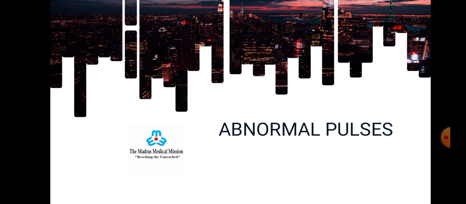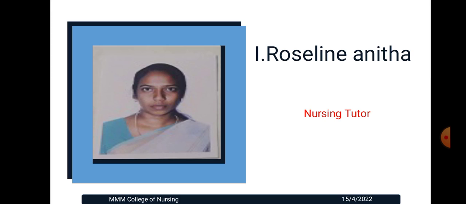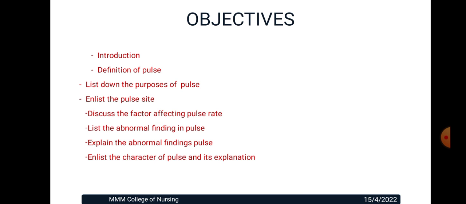Today I am talking about the topic of abnormal pulses. Objectives: introduction, definition of pulse, list down the purposes of pulse, enlist the pulse sites, discuss the factors affecting pulse rate, list the abnormal findings in pulse, explain the abnormal findings in pulse, enlist the characters of pulse and their explanation.